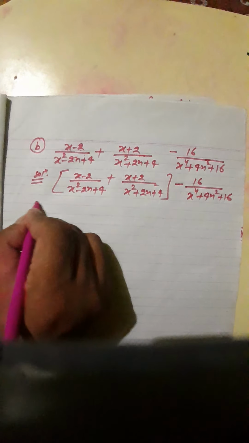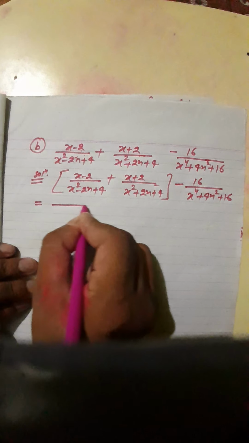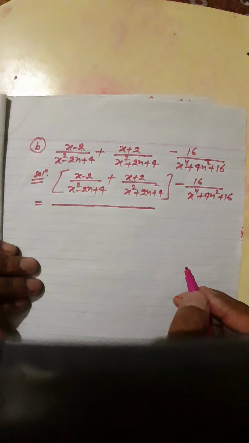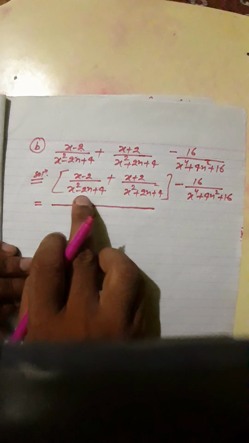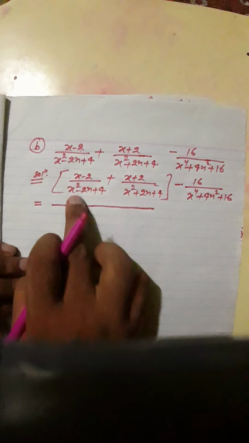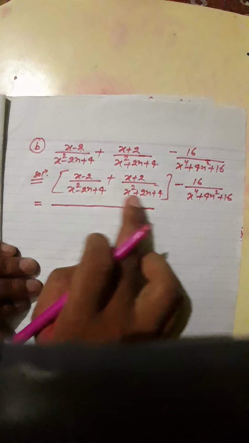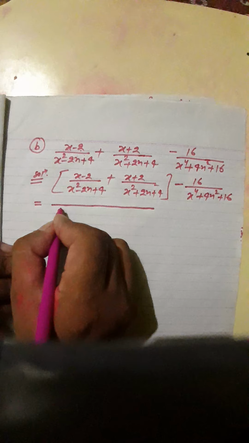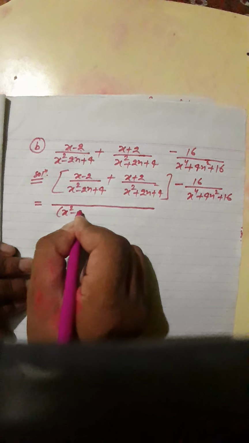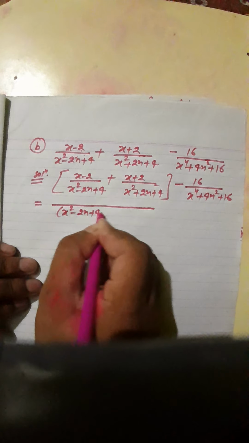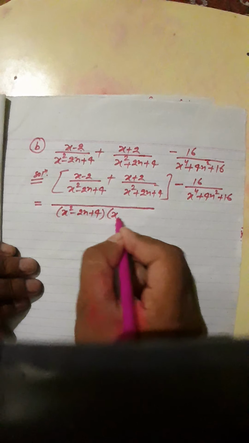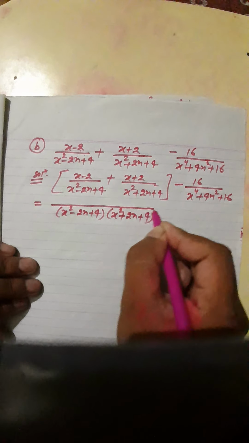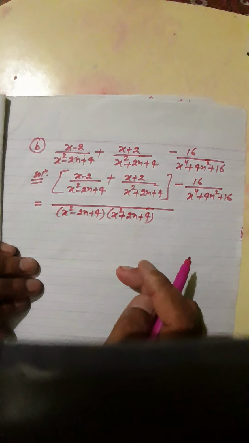So let's take the LCM. You know very well that LCM means the product of common factors and the remaining factors, and here we have no common factor in these two. Both denominators are different in sign, so we can take both: x square minus 2x plus 4 and x square plus 2x plus 4. We can take both of these for the LCM.